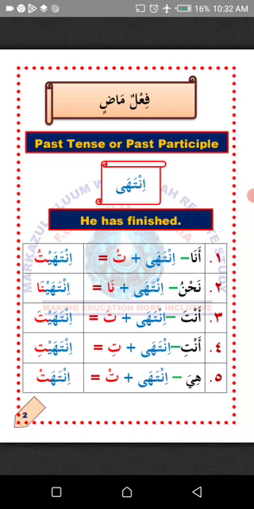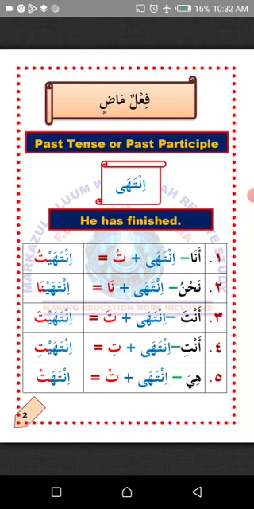Khamsa, number five. Hiya, she. So how do we change the Arabic verb intaha to suit hiya? All you need to do is to attach ta'un, carrying sukun. So the verb intaha will now become intahat, which means she has finished.